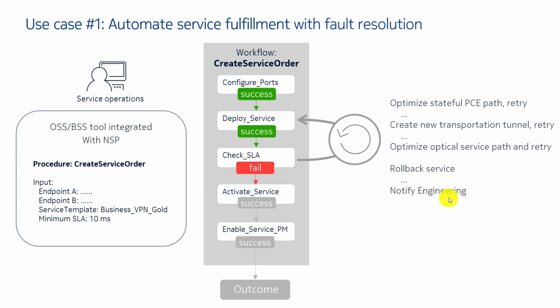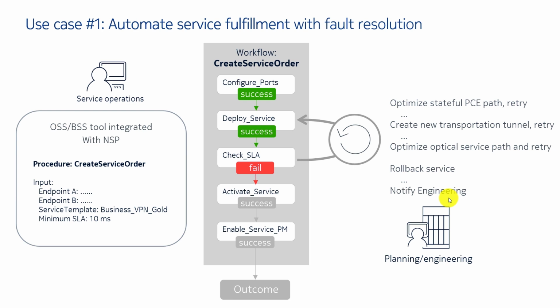In this example, the commissioning of equipment was successful and the service was successfully deployed. During the SLA check, we identified that the service did not meet the SLA requirements requested by the customer. At this time, alternative workflows can be executed to provide corrective actions, things like optimizing the stateful PCE path of this service and retrying service deployment, creating new tunnels that are optimized and can meet the SLA requirements for this service.